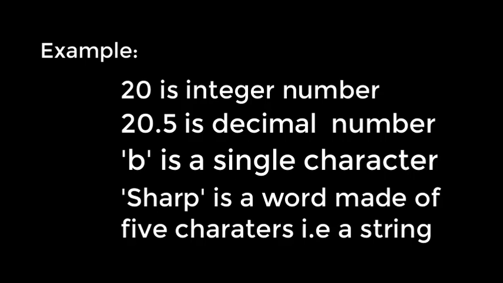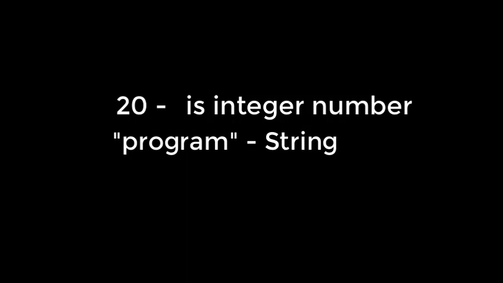So let's recap. 20 is an integer number. What type of data is program? String. Great. Now, at this point, you know the basic types of variables and data types that help us to store data in programs. So our next topic is storing data.